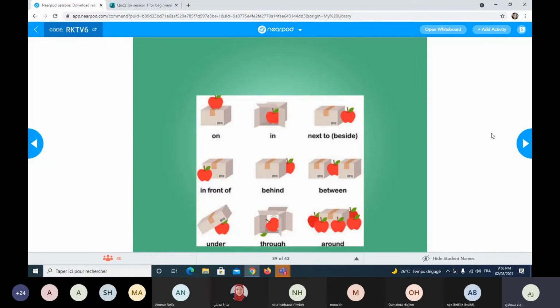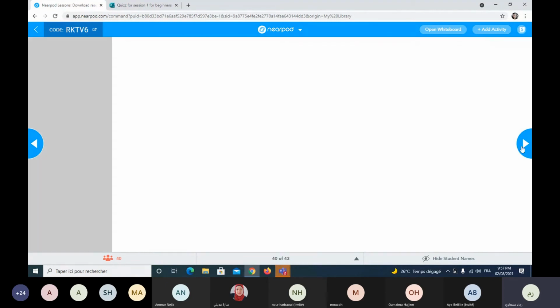Next picture. Where is the apple? The apple is under the box. Next picture. Where is the apple? The apple is through. It's not in, but it is through the box. And the last picture. Where are the apples? The apples are around the box.